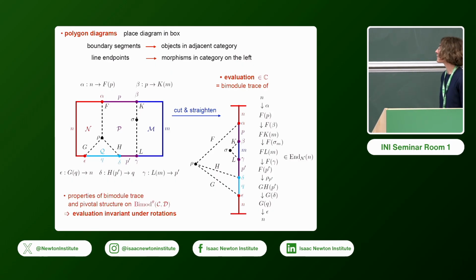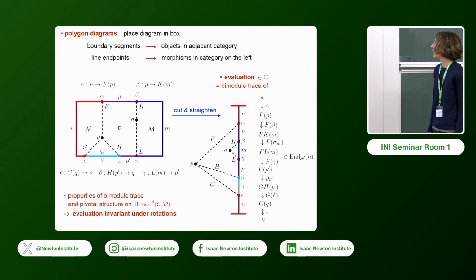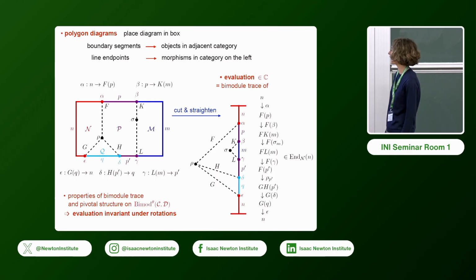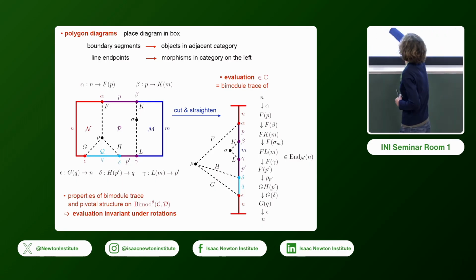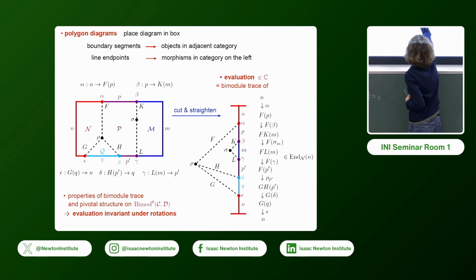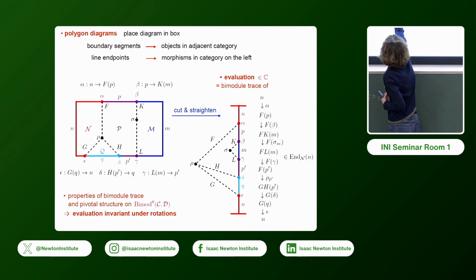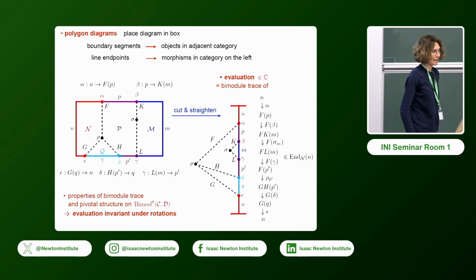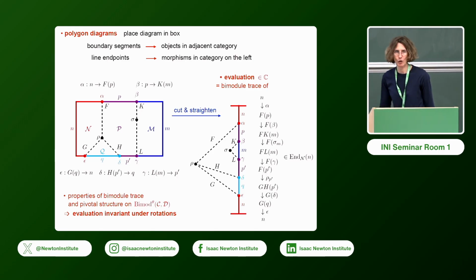And the properties of the bimodule trace and the pivotal structure tell me that this number does not depend on where I cut the diagram and is invariant under rotations. So what I could do is I could take this line, this label gamma here, and slide it here until it is at the top. Or I could take the label alpha and slide it down until the line comes here to the bottom, and this would give me the same evaluation. So this is really something that does not live on a rectangle, but on a disk.